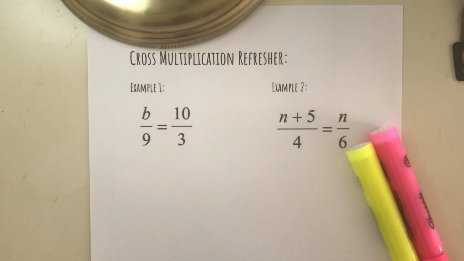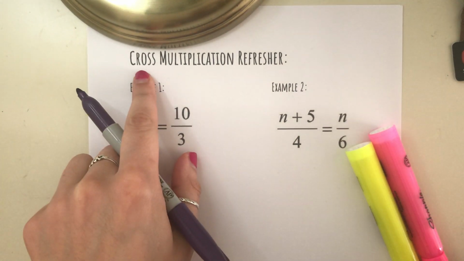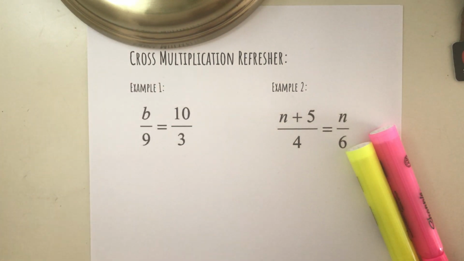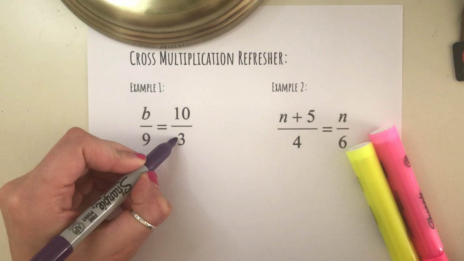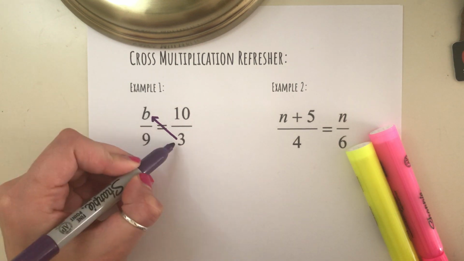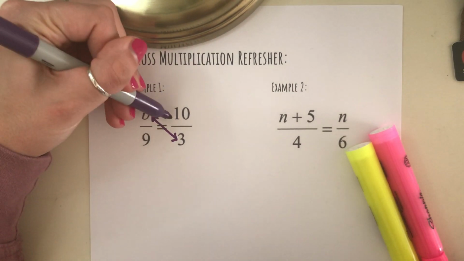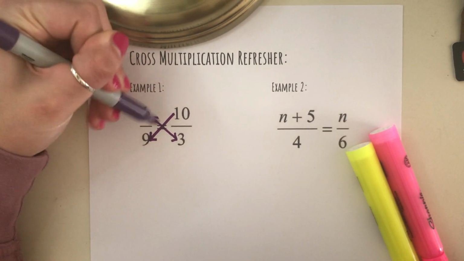So our first refresher lesson is going to be about cross multiplication. We learned about this a couple of weeks ago, so we're going to do a little refresher about it. The way that you start each problem is by drawing your arrows crossing each other.